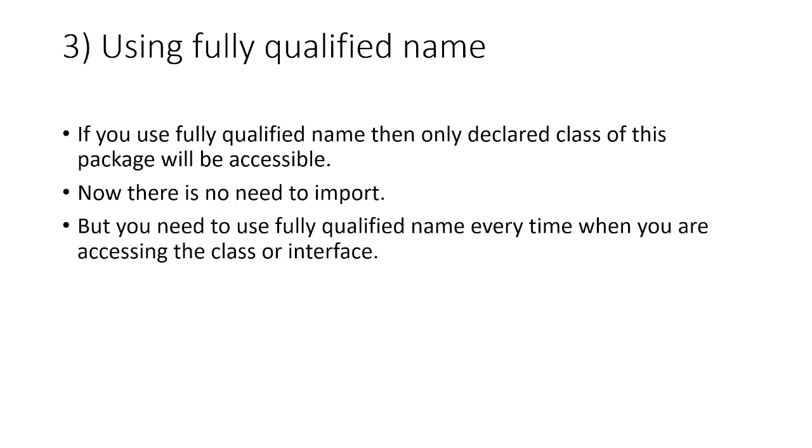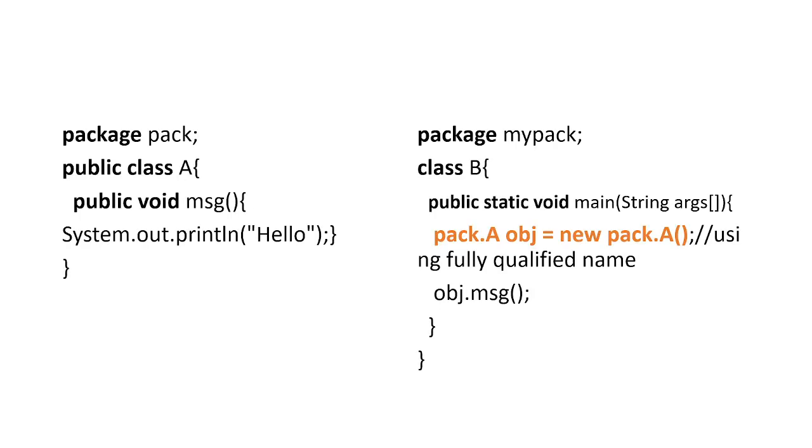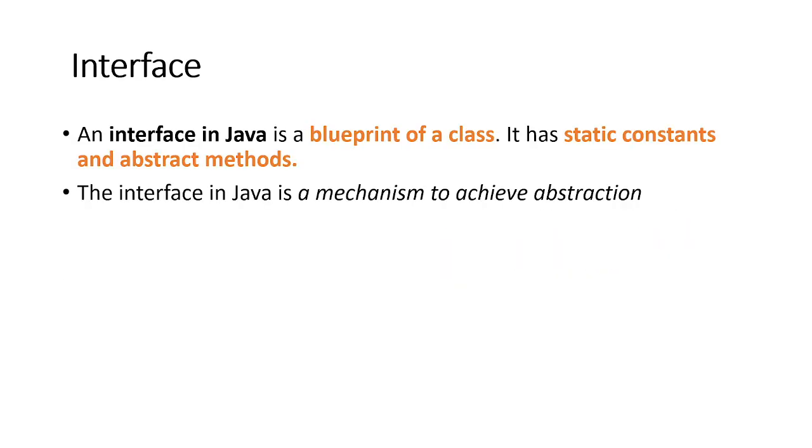And the third thing is the fully qualified name. That means only the declared class of this package will be accessible. Here there is no need to import; the import keyword is not used. Straight away you have to access the package through pack.A obj equals new pack.A(), that is fully qualified.